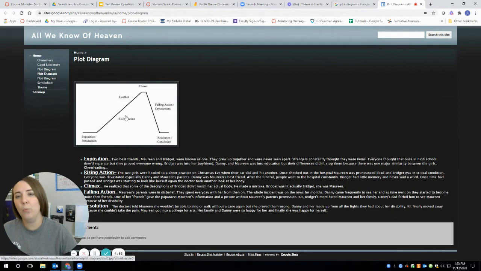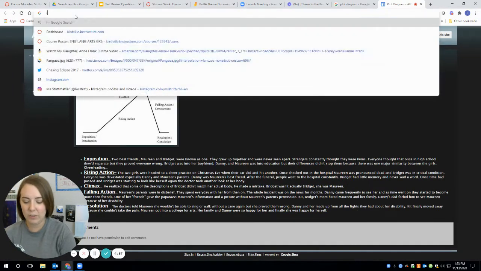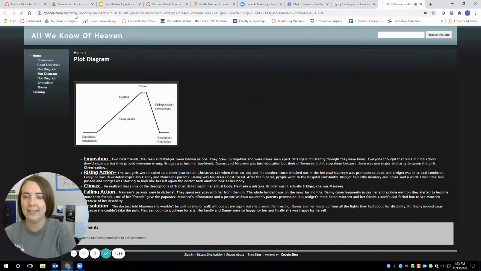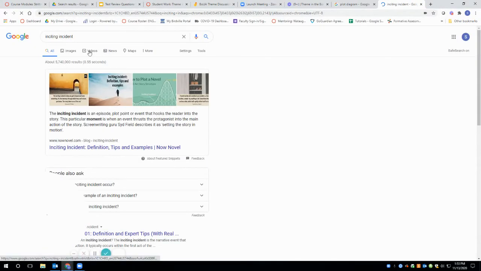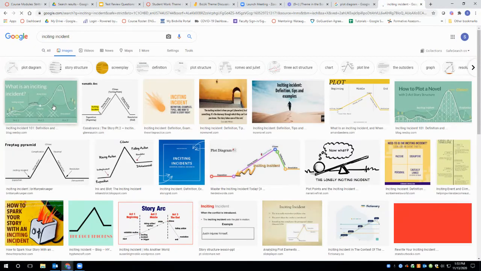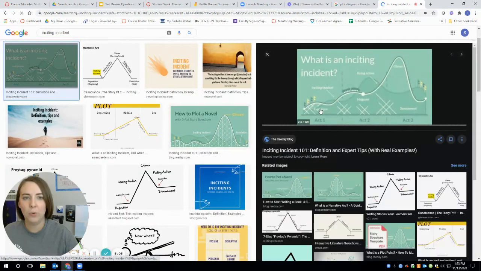So rising action is going to begin with something we call an inciting incident. On our plot diagram, the inciting incident happens right at the moment where we go from exposition to the climax.